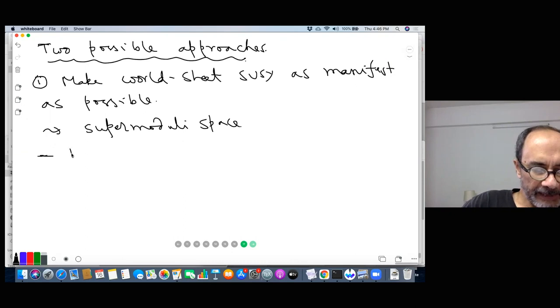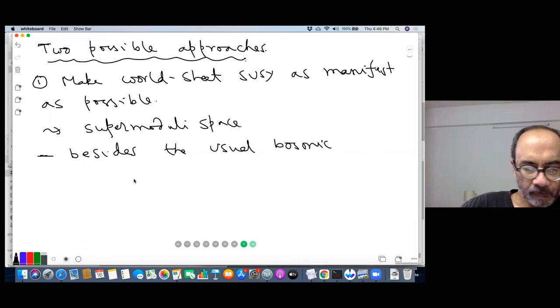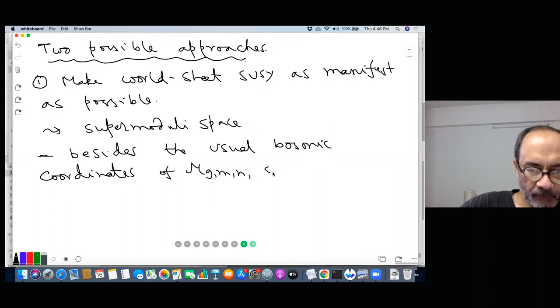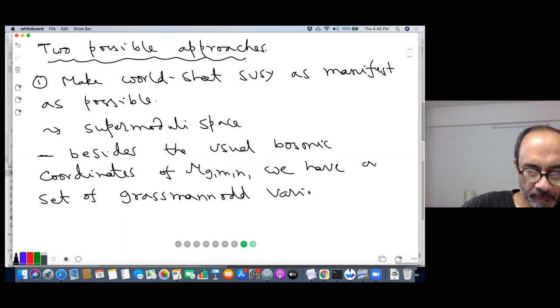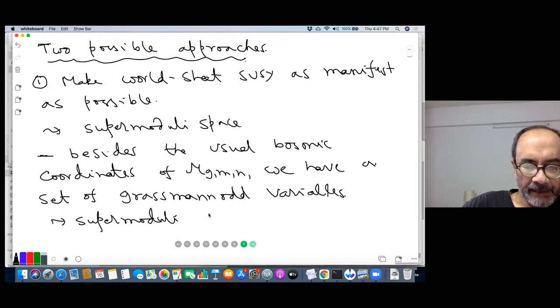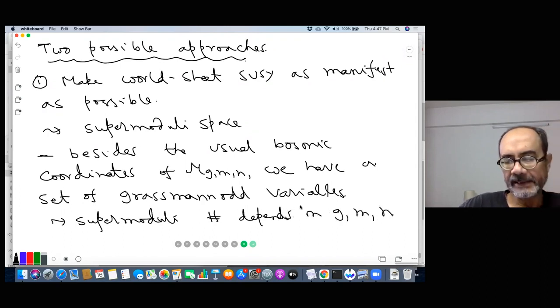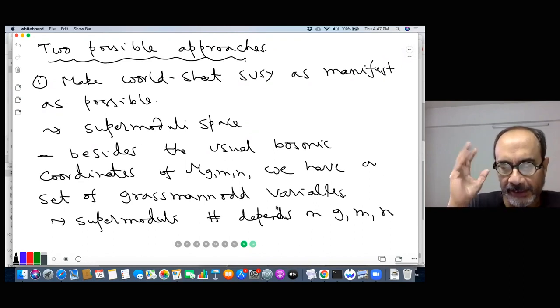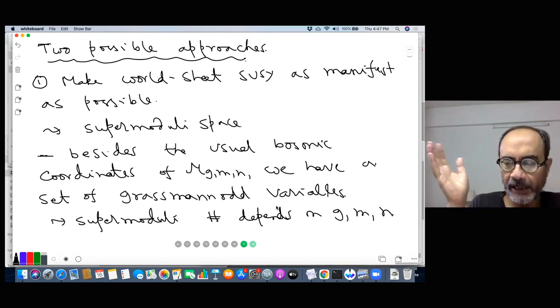Here, what happens is that besides the usual bosonic coordinates of M_{g,m,n}, we have a set of Grassmann odd variables. These are what are called the supermoduli. And the number depends on g, m, and n. We'll see this number indirectly later. So here you see the difference between Ramond and Neveu-Schwarz punctures. They depend separately on m and n, but not just on m plus n.